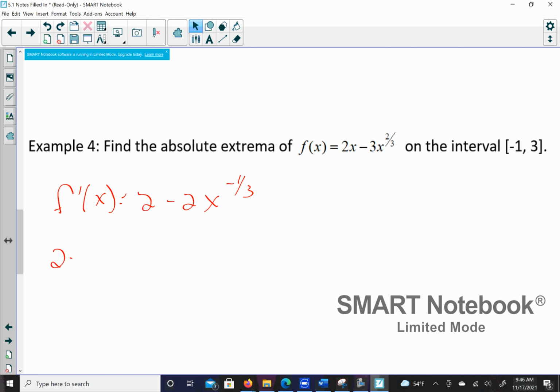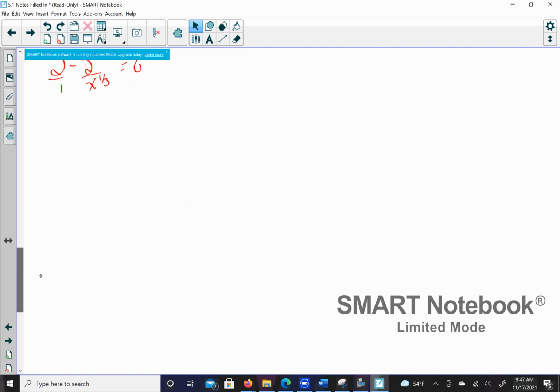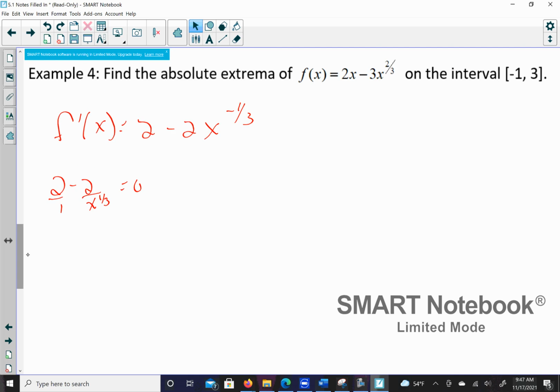So 2 minus 2 over x to the 1/3 is equal to 0, so that I have a positive exponent. I probably shouldn't have done that. I'm going to add that to both sides, so I'm going to have 2 over x to the 1/3. To solve this, I like to think that I'm taking that x to the 1/3 out of the denominator, so I'm going to multiply both sides by that x to the 1/3.